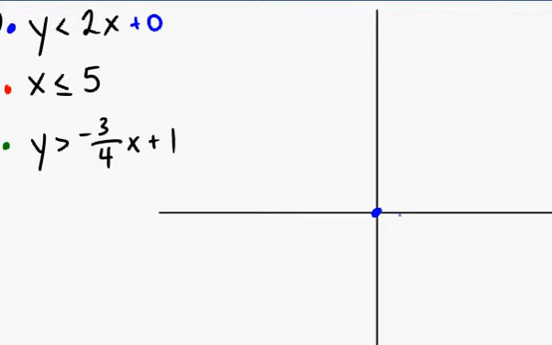Reggie, what's the slope of the blue? What's the slope of the blue one? 2, yeah. 2 over 1. Rise 2, run 1. Right, there's our dots.